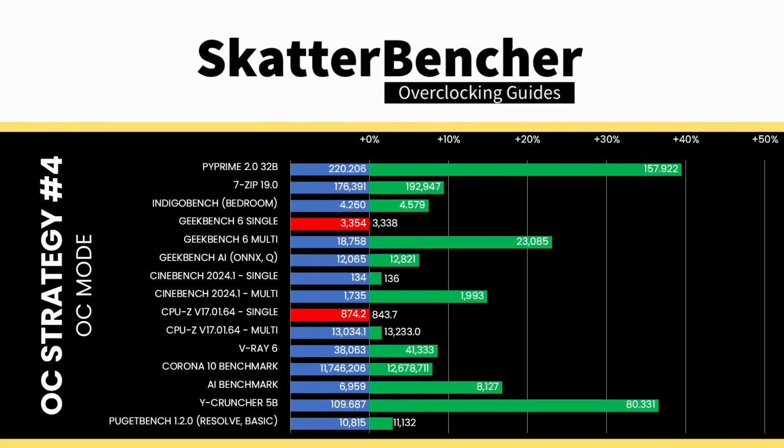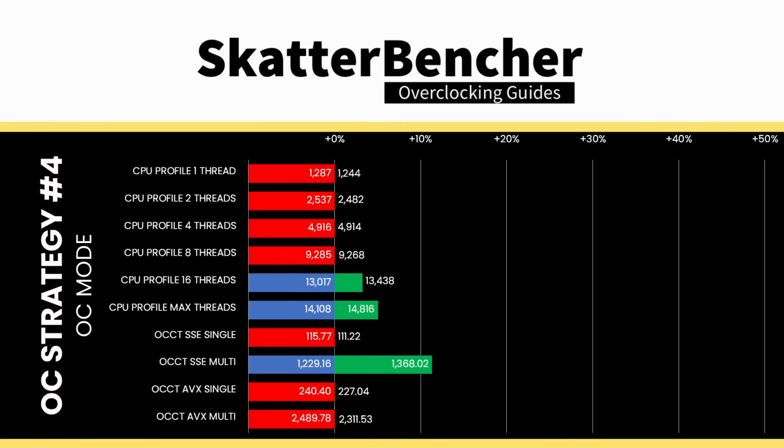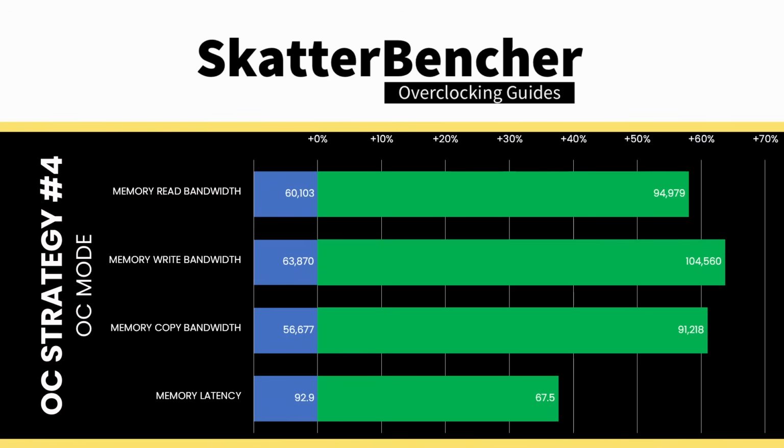We see a pretty decent performance uplift compared to stock performance in most benchmarks. However, as expected, we also see some performance regression since the maximum frequency is now 5335 MHz, which is 290 MHz lower than the maximum 1T boost frequency with Precision Boost enabled. We got a maximum improvement of plus 39.44% in PY prime.